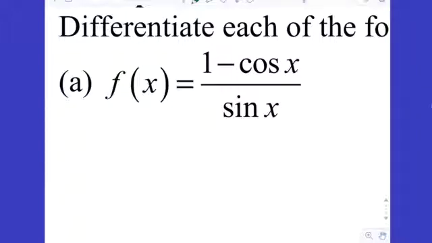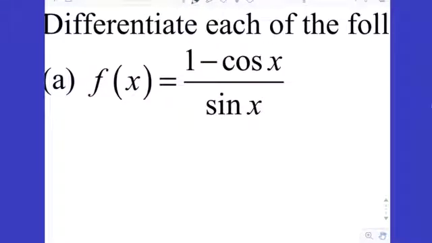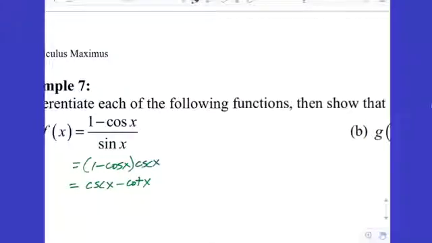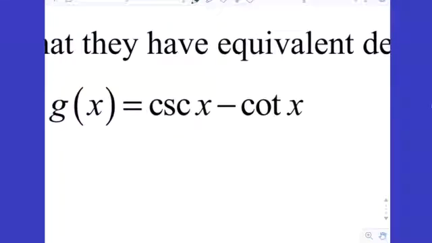But wait, what would you do instead? Flip. Oh, I see what you're saying. You want to bring the sine to the top and call it cosecant, which would be fine. And then when you distribute, you're going to get cosecant of x minus, and of course, cosine times cosecant is the same as cotangent. That's kind of what we're doing over here on part B.